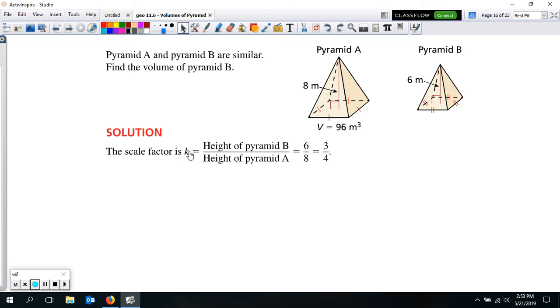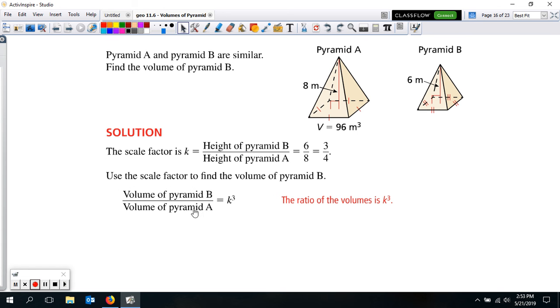And now we're going to take this volume here, 96, and since it's B over A, it's going to be the volume of B over the volume of A. And we know the volume of A is 96. That's going to go down here. k is our scale factor, the 3/4, and we have to cube it. Remember, that's what we have to do, cube the scale factor so that it equals the ratio of the volumes here.